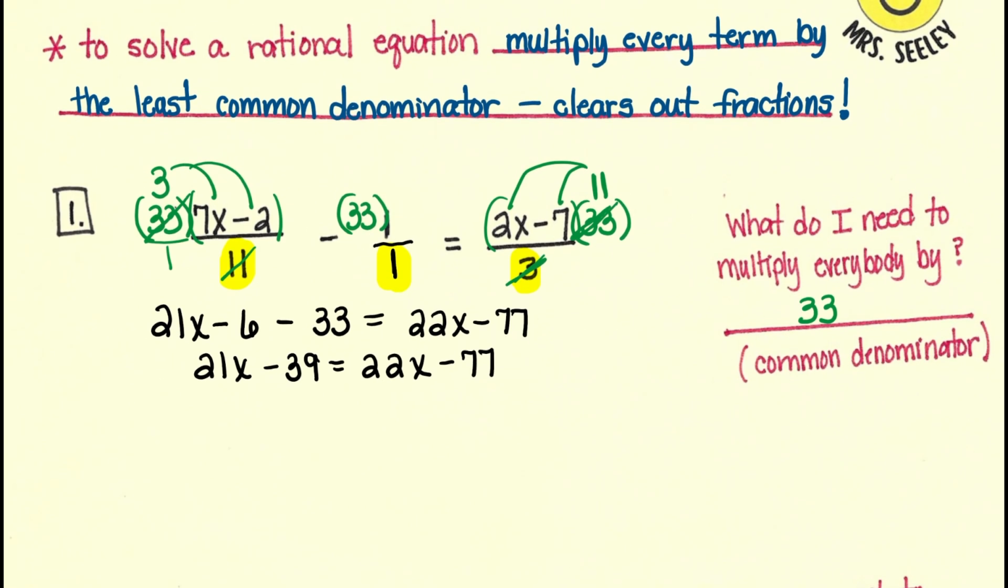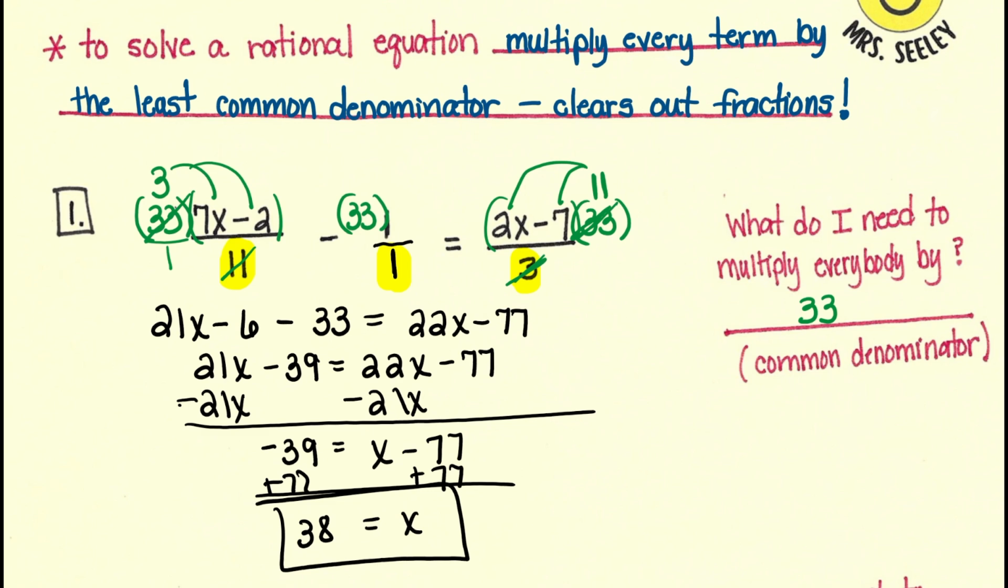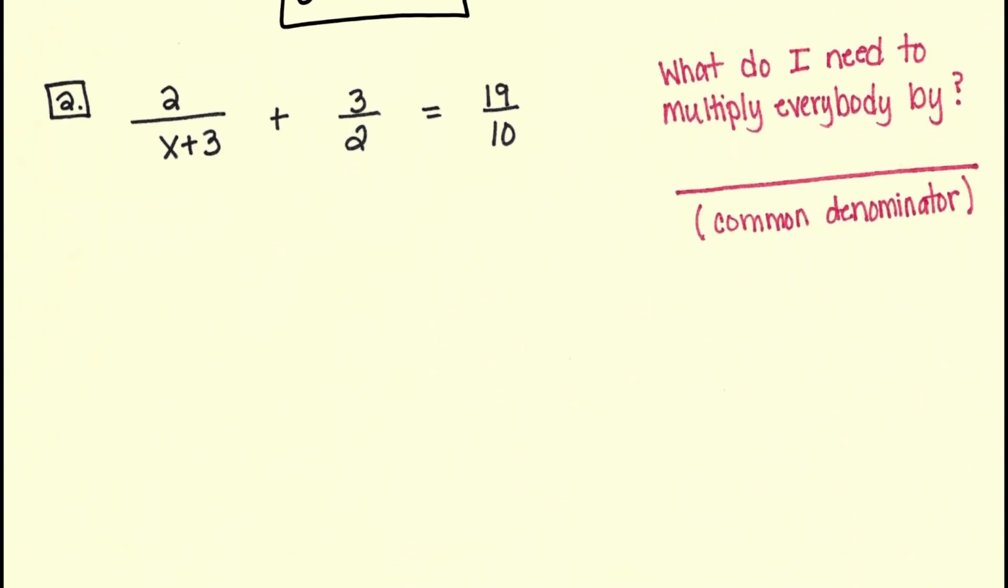I like to do my variables first, so I'm going to subtract the 21x over. That gives me negative 39 equals x minus 77. Add your 77 over, and you get your answer of x equals 38. All right, let's take a look at example 2. If you would like to, you could pause the video and try the problem on your own, and then restart the video and check your work with me.